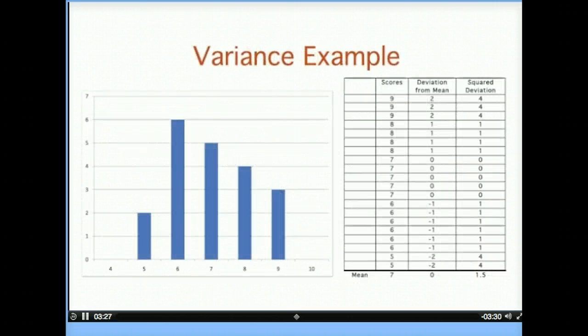The data from the left distribution in our earlier test score examples are shown here. You'll remember that the mean score is 7.0, and therefore the column deviation from mean contains the score minus 7. The column squared deviation is simply the deviation from mean column squared. One thing that is important to notice is that the mean deviation from the mean is 0. This will always be the case. The mean of the squared deviations is 1.5. Therefore, the variance is 1.5.